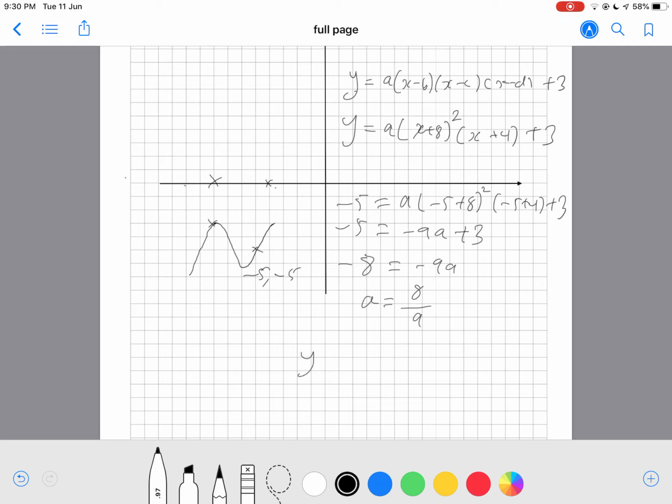So our final equation is y equals 8 over 9, (x plus 8) squared, (x plus 4), plus 3. That's basically our final equation here. Not too stressful in my opinion, but hopefully you have a better understanding of how to do the cubics when you're faced with the question.